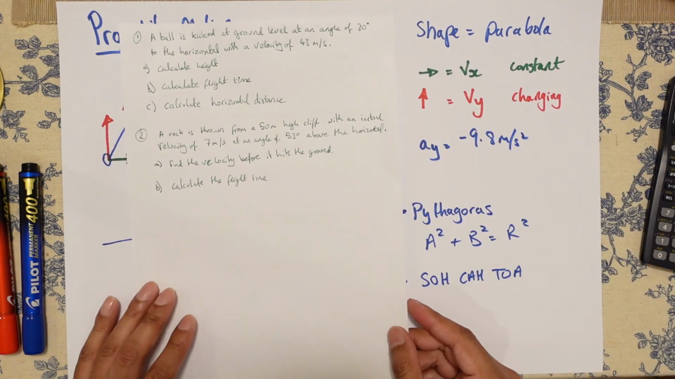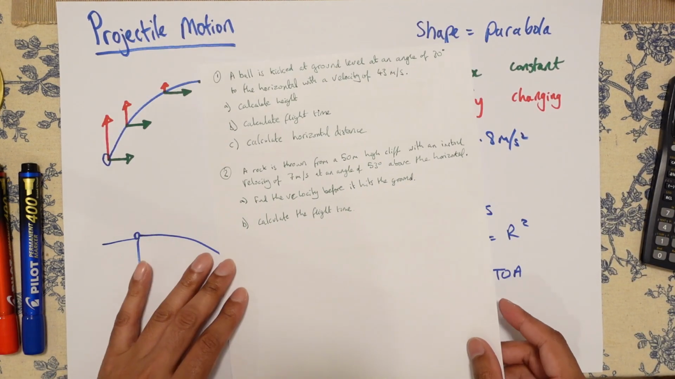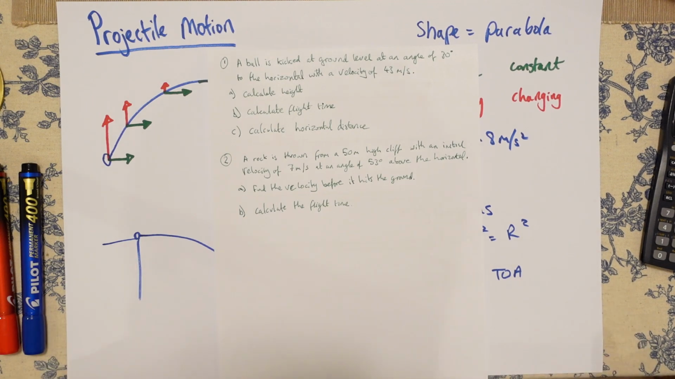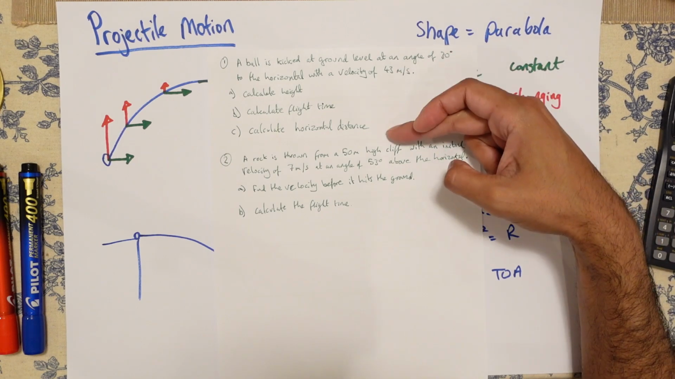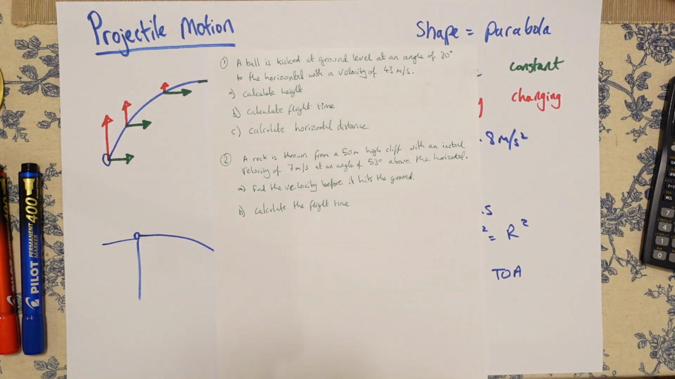And here are my questions. I've written them out. They're a little bit small, probably, but I'll read them out. And basically, it's two questions, but this has got 3 bits and this has got 2 bits. So let's get started.